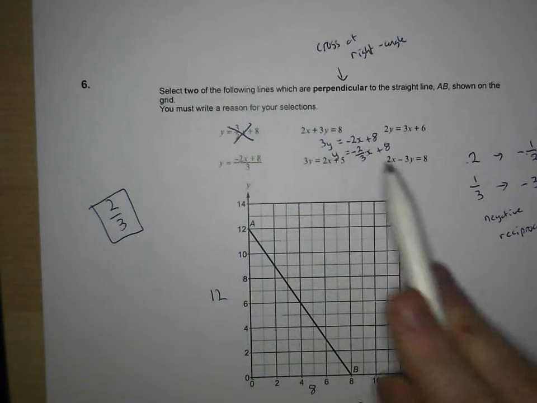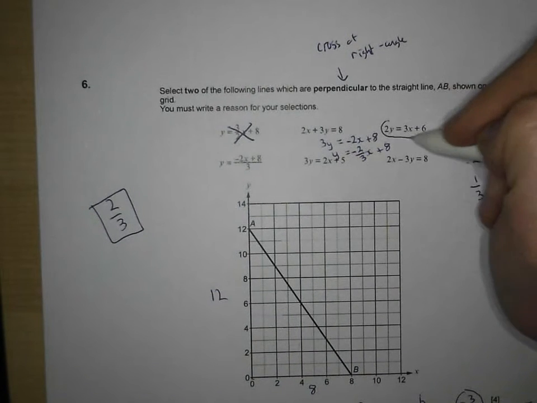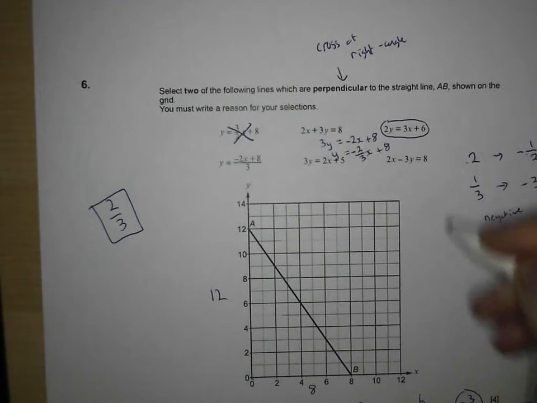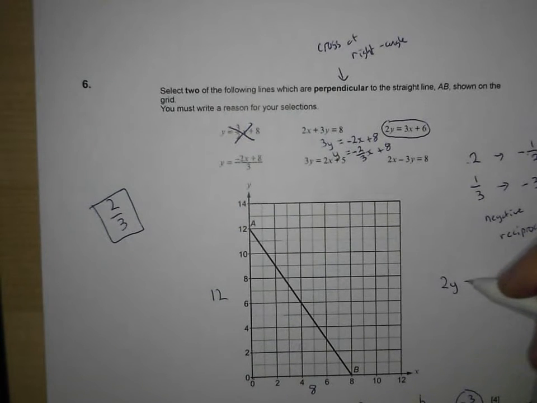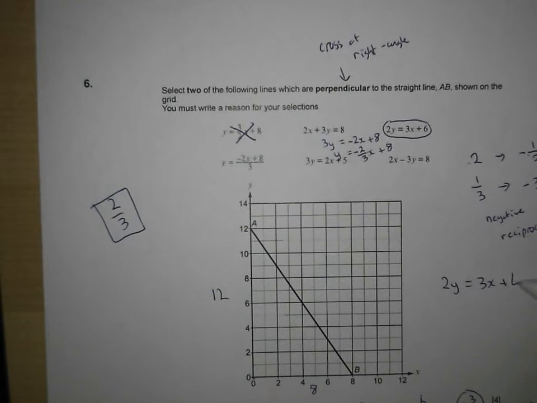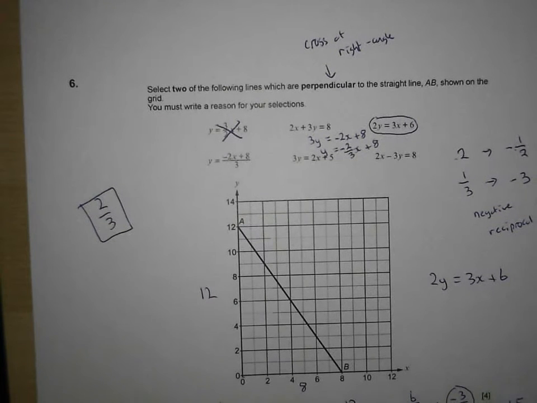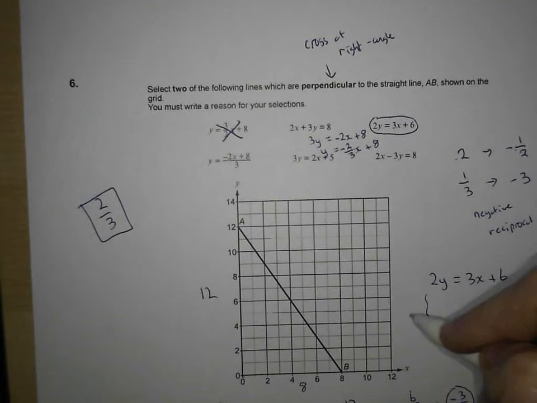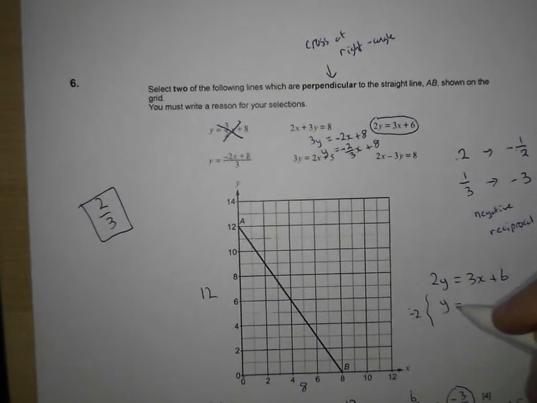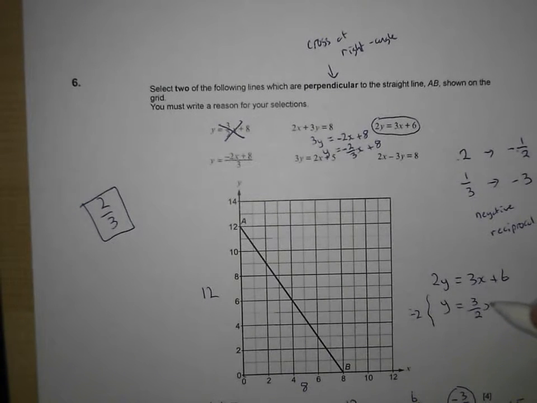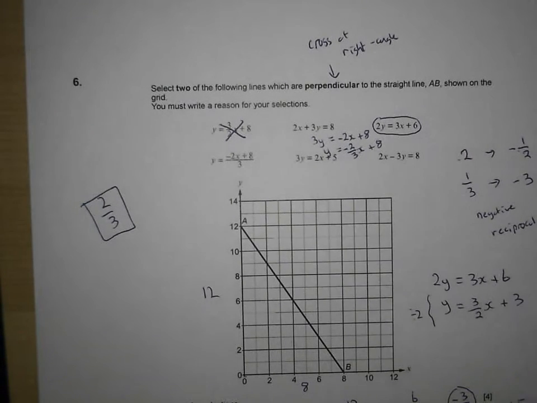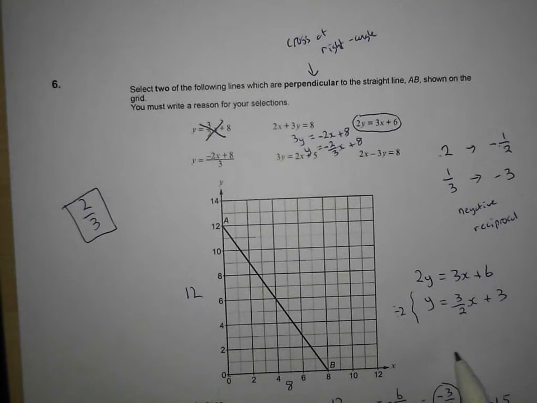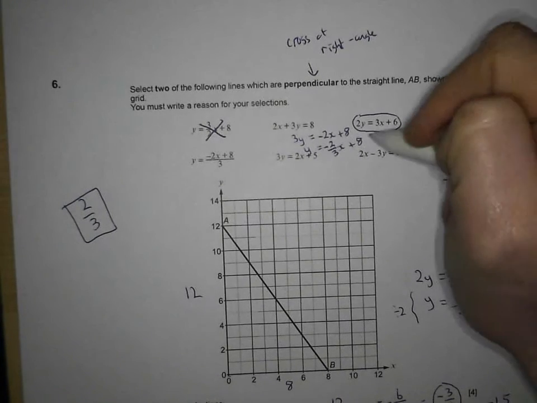What about this one here? Now I won't try and squeeze this one. I'll just write this one down here. So I've got 2y equals 3x plus 6. Now, I've got to rearrange that to make it y equals mx plus c. So let's divide everything by 2. I get y equals 3 over 2x plus 3. Has that got a gradient of 2/3? Nope, that's got a gradient of 3 over 2. Forget that.